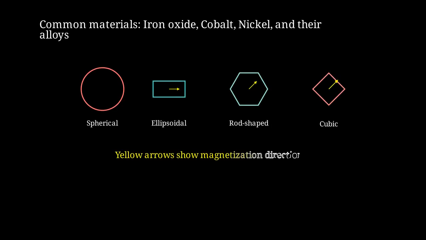Here we see different particle shapes. Spherical particles offer isotropic properties, ellipsoidal and rod-shaped particles provide directional anisotropy, and cubic particles have crystalline anisotropy. The yellow arrows indicate magnetization direction.